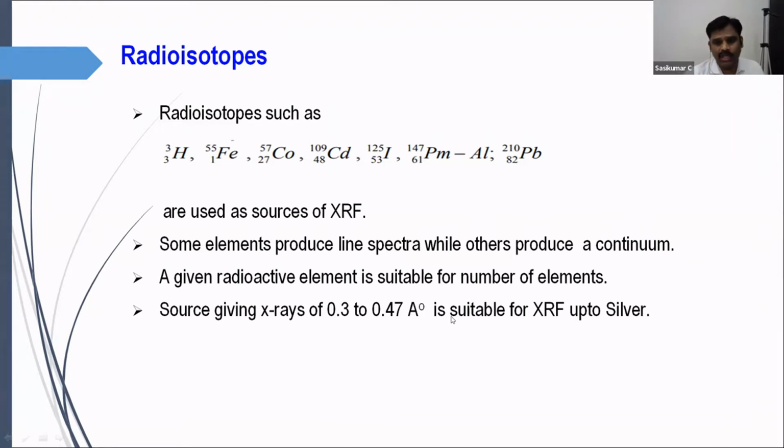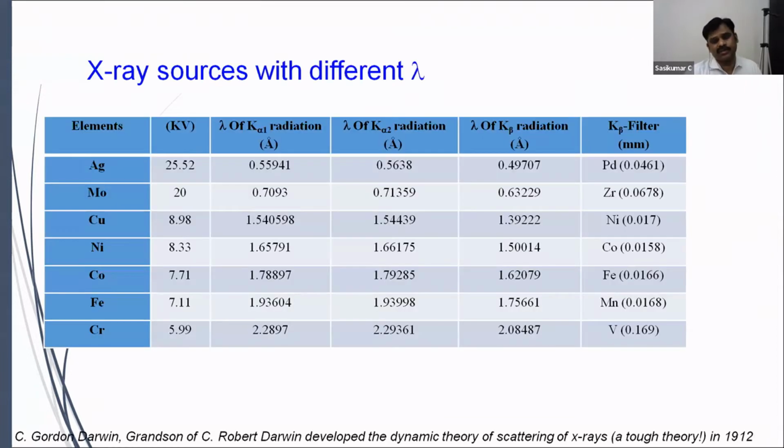So by this, you can very well analyze up to silver, and according to your requirement, you need to change your source. So there are sources like silver, moly, copper, nickel, cobalt, iron, chromium, and of course their wavelengths are different. And in each case, we need to use certain filters.